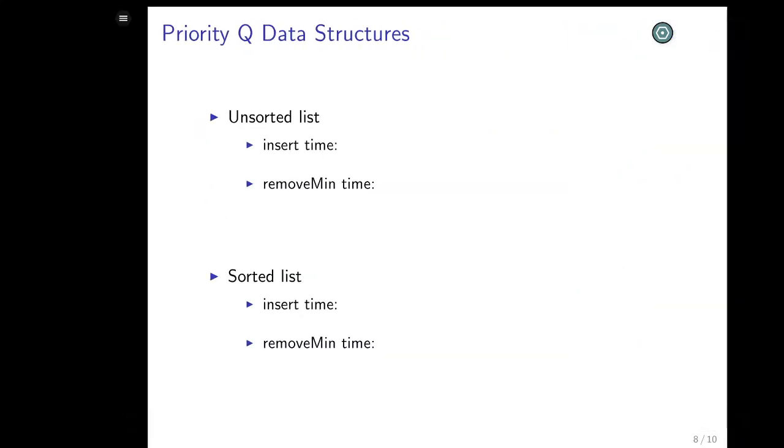So you do know some structures already, like an unsorted list and a sorted list that could do this. How much time does an unsorted list take to insert if you're using it as a priority queue? It's an unsorted array or an unsorted list. Maybe we'll get a linked list. How much time does it take to insert into an unsorted linked list? Order one. I just put it at the front. I'm going to pay for it, but I'm not going to pay for it on insertion.